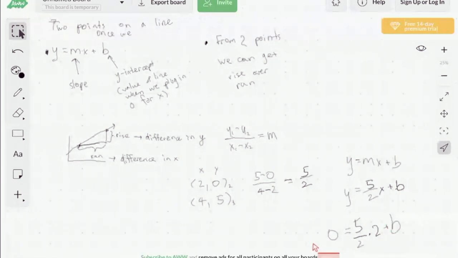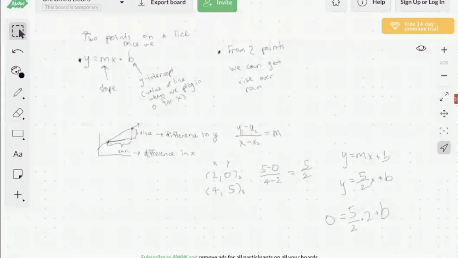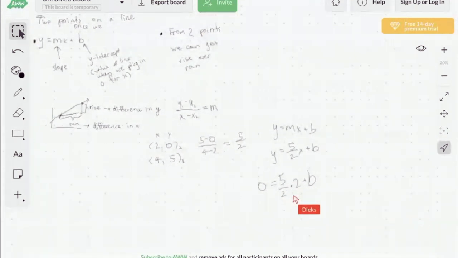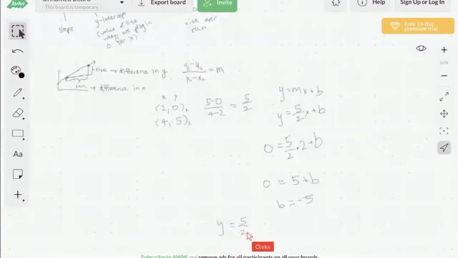And from this, let me scroll down a bit. From this, we can simplify. So 0 is equal to 5 over 2 times 2, which is just 5, plus b. So b is equal to -5. And once we have m and b, we can just write the equation. So y is equal to 5 over 2 x minus 5.